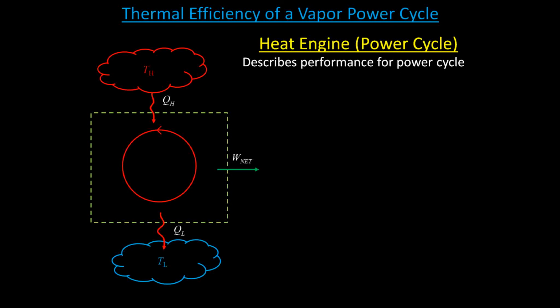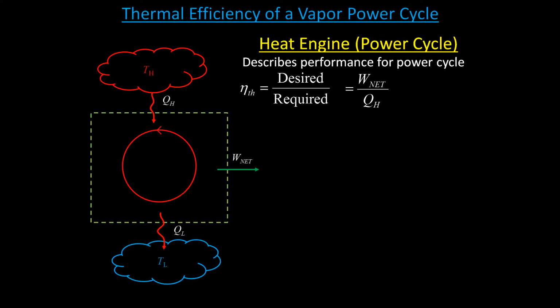So thermal efficiency describes the performance for a power cycle. And so the thermal efficiency is my desired over my required, or what's sought versus what's bought. What do I want? What do I have to pay for it? And so for a heat engine or power cycle, I obviously want to produce power or net work out of the cycle. And that's going to cost me.